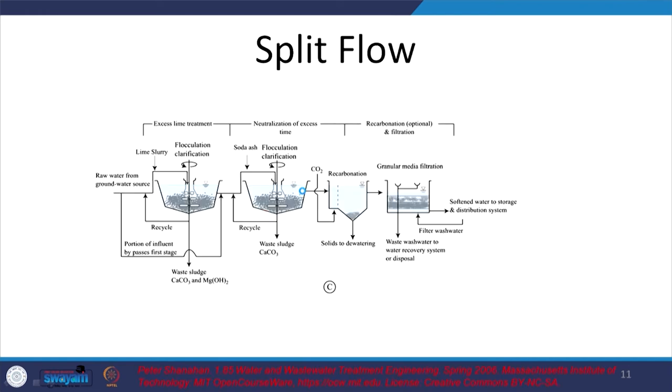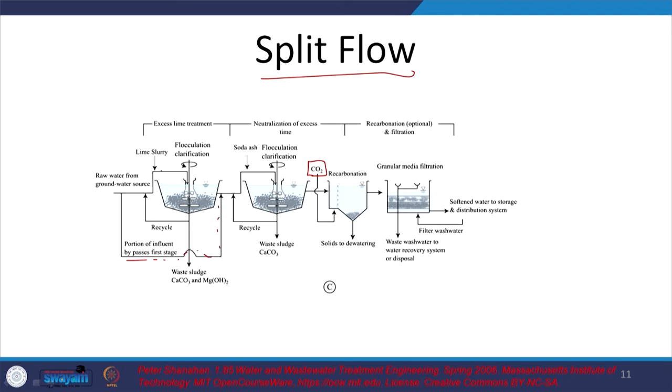So let's move on. Split flow. Well, I guess there are different reasons to choose it, but again, you will need a lot of control on your particular system to be able to achieve the relevant objectives with split flow. So here one aspect to note is that compared to the two stage, here I am not having two stages of carbonation. I only have one stage. But all others are more or less similar except for this particular bypass. A portion of influent bypasses the first stage.